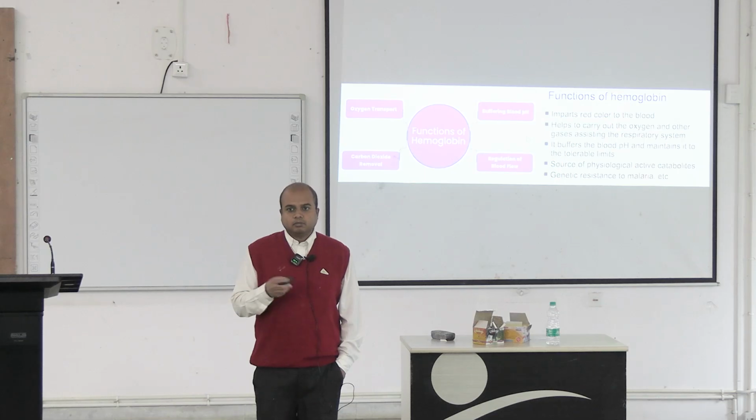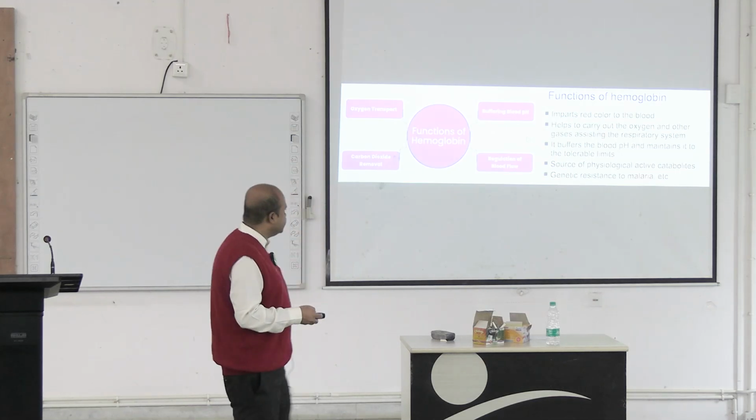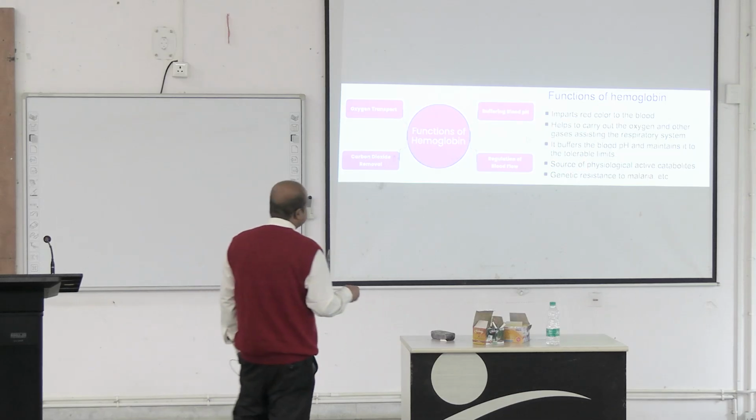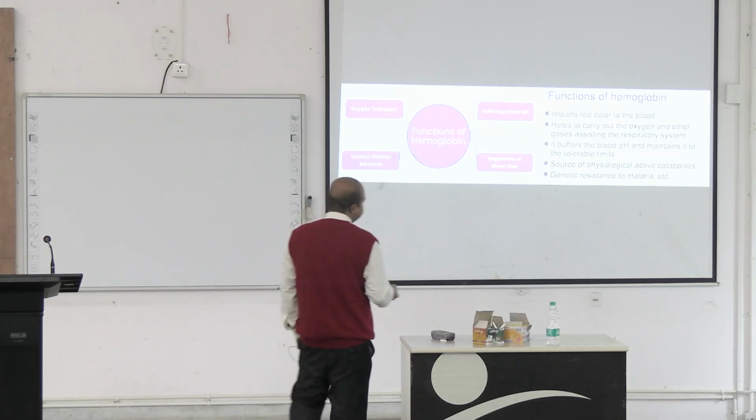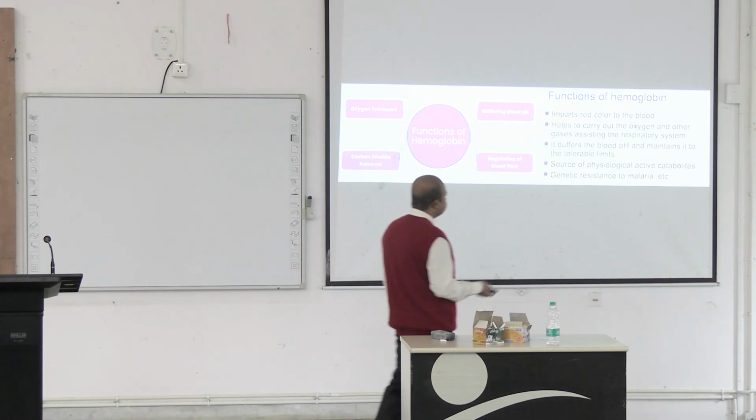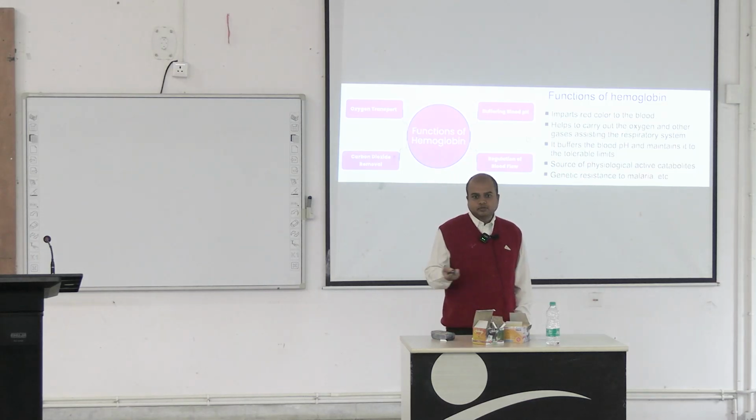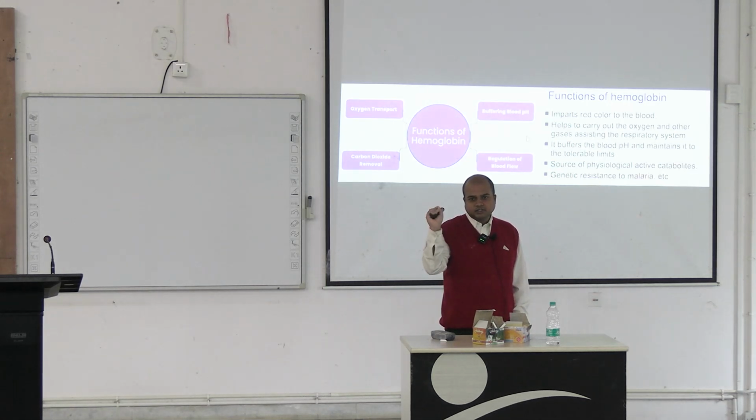Even 6.5 is very bad. 6.5 may actually become incompatible with life. So, the pH has to be maintained in a very narrow range, and also not much alkalinity, that means above 7.5. We do not hear of a person living with some such pH when we have taken out a blood picture in the laboratory. You will never see a pH of 8.